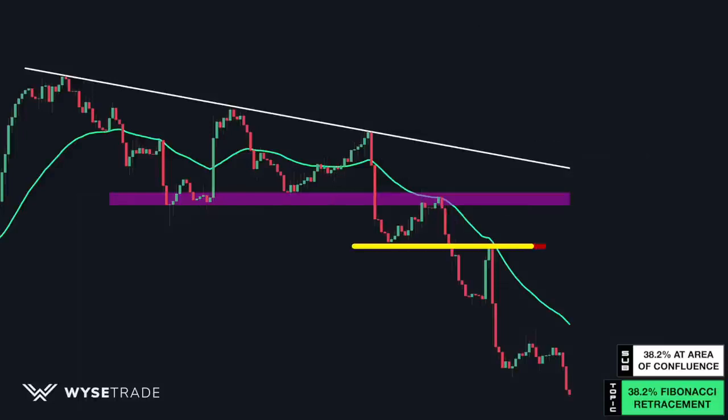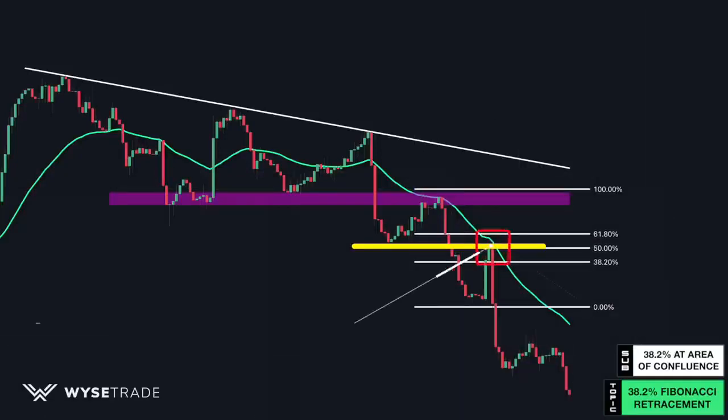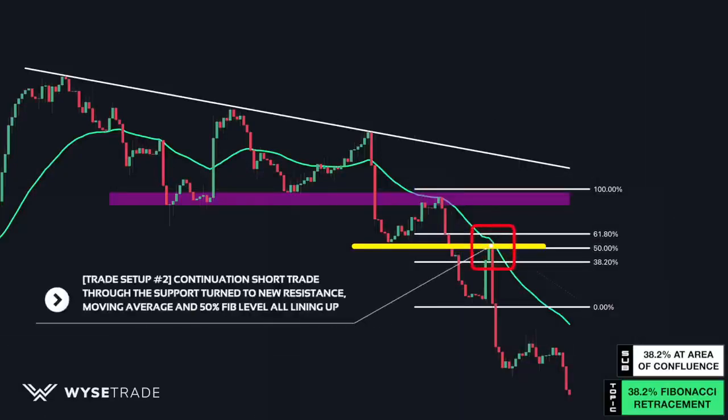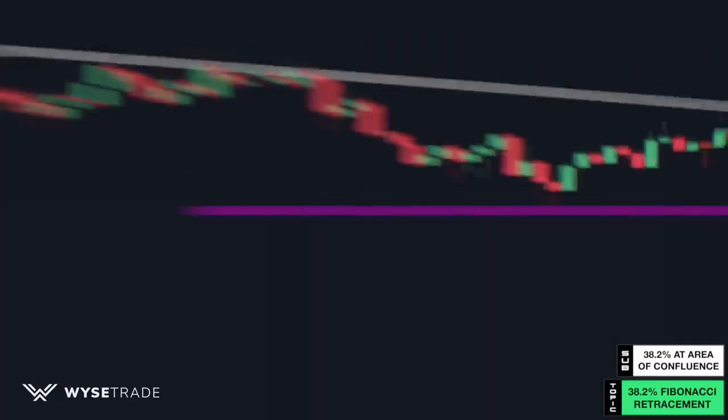Now, you then also had a second continuation entry down here, as you had a support turn to new resistance level, moving average that crossed, followed by the 50% Fib level lining up perfectly, which presented another short trade setup. Let's now go through a multi-time frame trade setup.